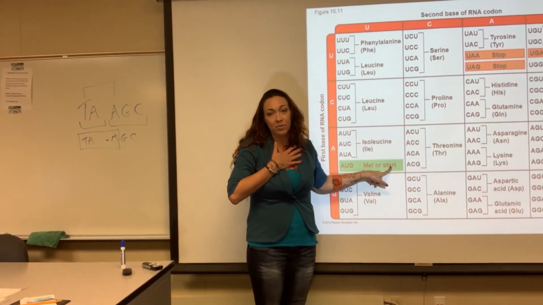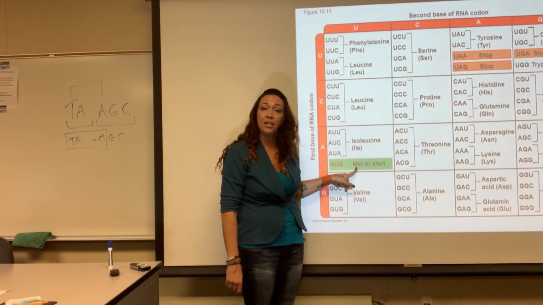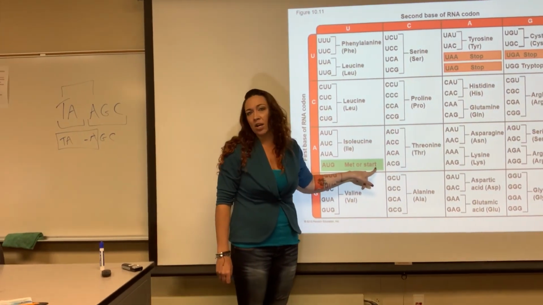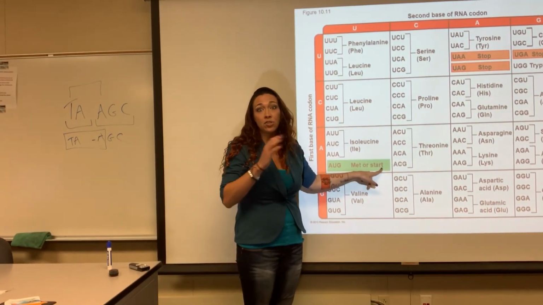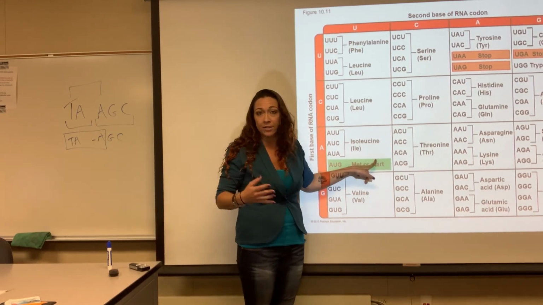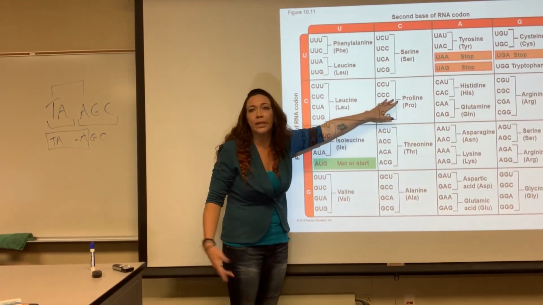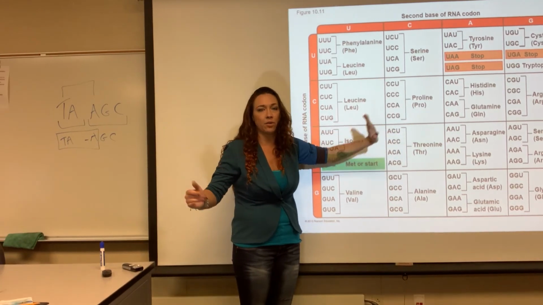Okay, so when I want you guys to write this out, you can either write out methionine or MET, or you can write out start. Either one is correct, but you have to start with methionine or start. You can't start with proline. That doesn't make sense because it's not the start codon.